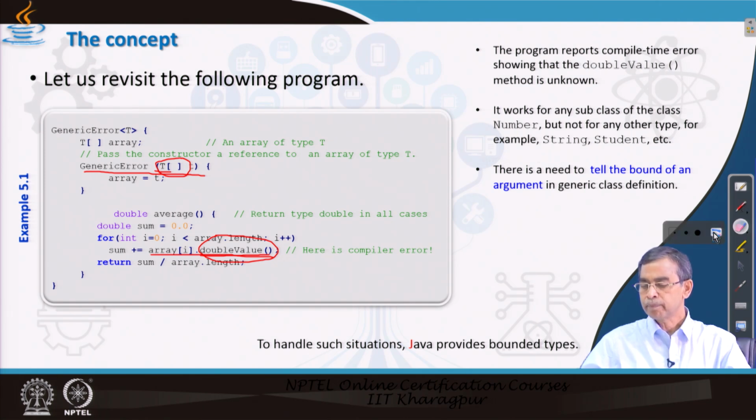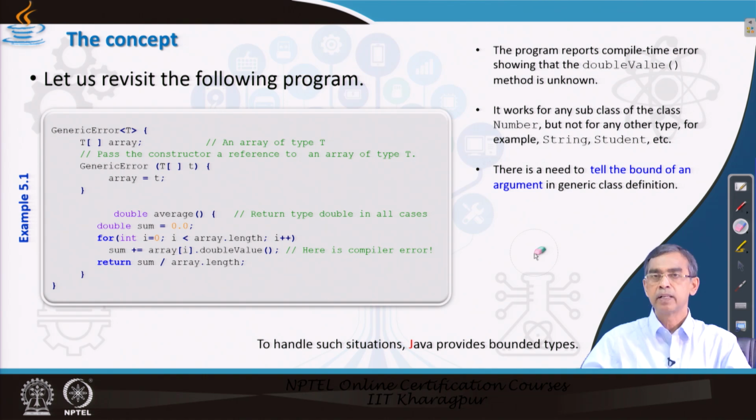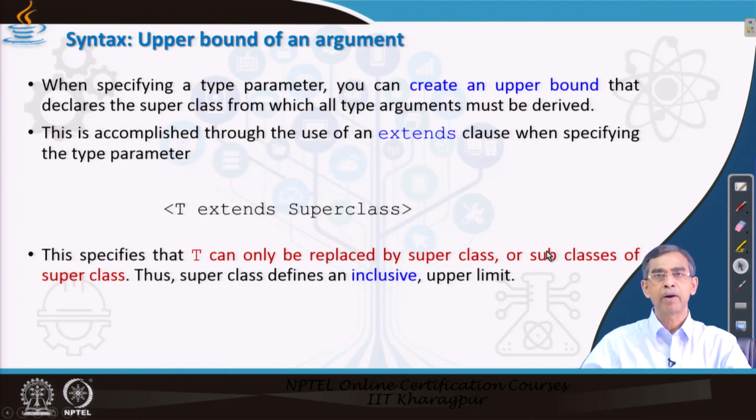Now, this problem is solved using a concept called the bound of an argument. A programmer should specify the bound of an argument. For example, what should be the bound of this argument? Bound means the scope of it, or that the validity of this argument belongs to a particular class or its subclasses. That information needs to be mentioned while you write the program, and that is why the concept of bounded class, bounded argument, comes in.